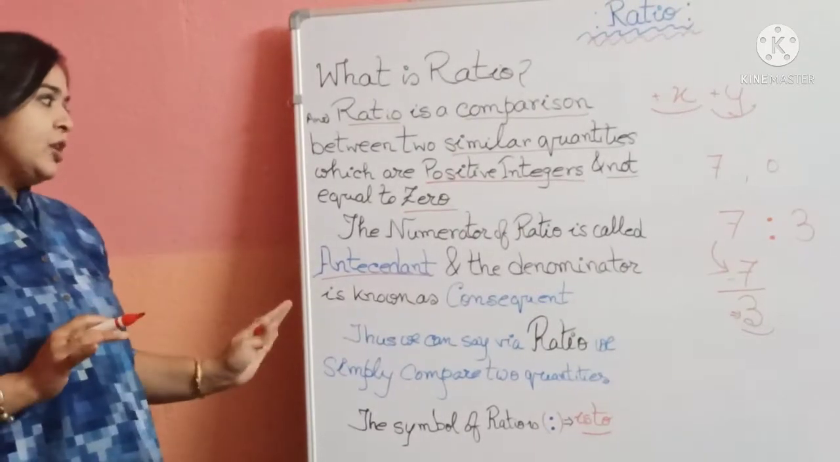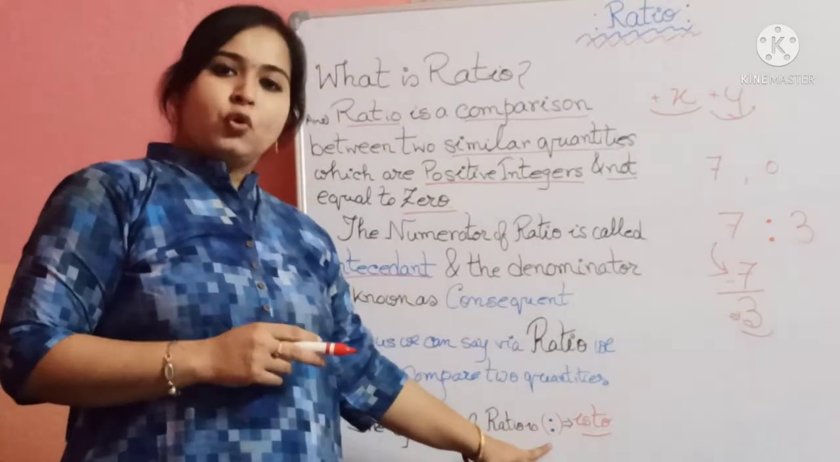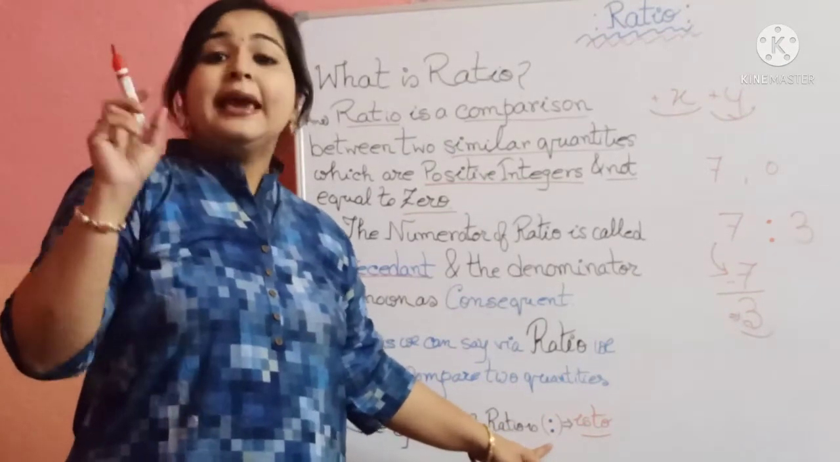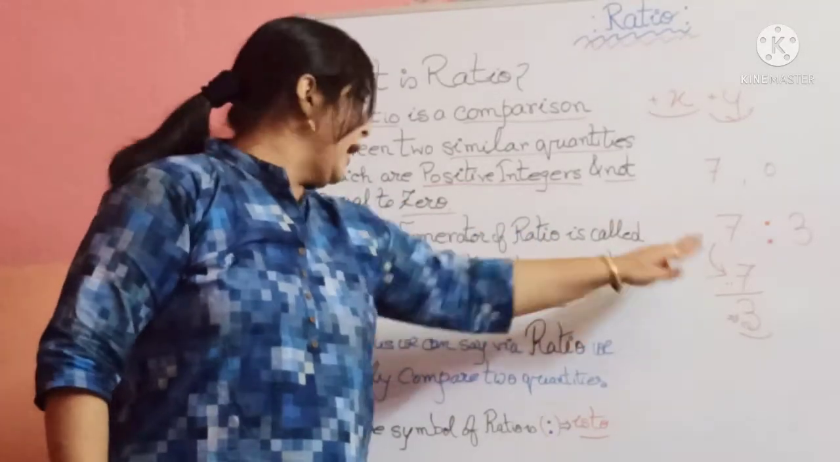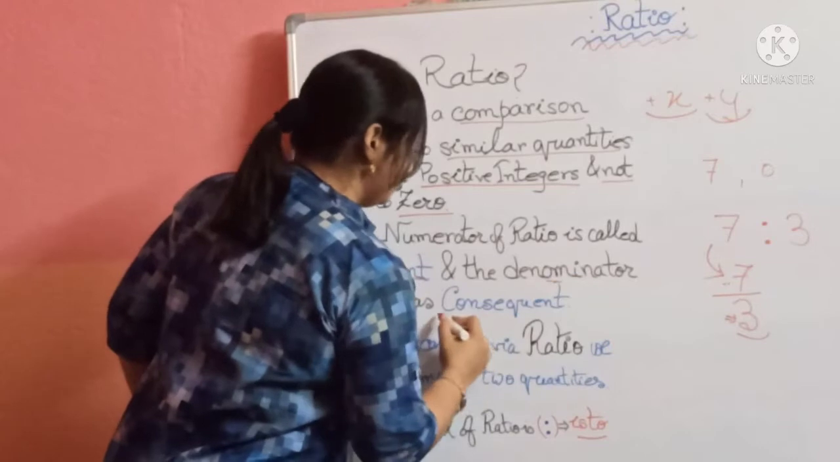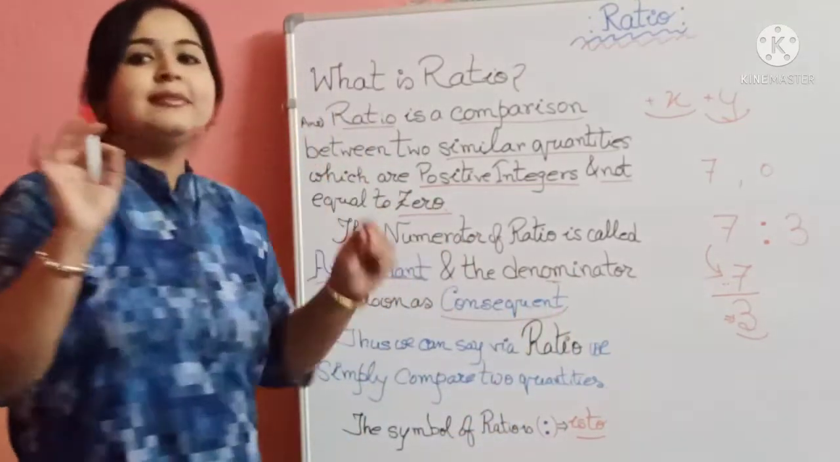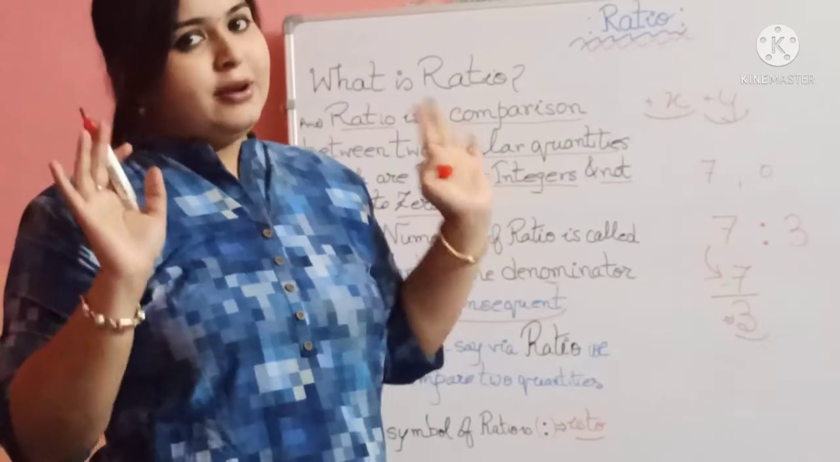So while doing ratio, what do we have? We have this colon symbol which we say as "is to", and the numerator is known as the antecedent and the denominator is known as the consequent. These are the simple basic things we have to understand for doing ratio.